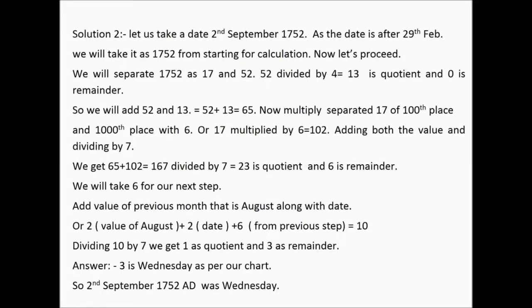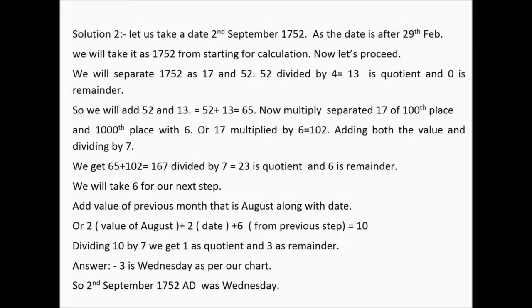Solution 2. Let us take the date the 2nd of September 1752. As the date is after the 29th of February, we will take it as 1752 from the start for calculation. Now let's proceed. We will separate 1752 as 17 and 52. 52 divided by 4 equals 13 as quotient and 0 is remainder. So we will add 52 and 13, equals 65.